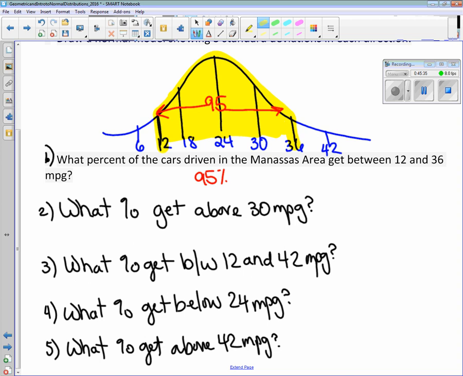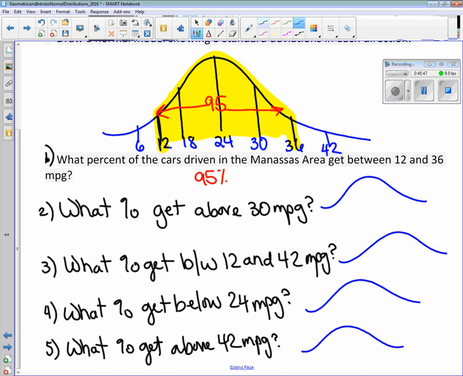Let's make sure that we're drawing the picture correctly. I'd like to do that in each of these cases. I am going to be expecting a normal curve. So I have 24, and I have 30, and I'm looking for above 30. So when I pause the recording for a minute, take a second, draw it, shade what you're looking for, and let's see if we can't use the empirical rule to come up with some answers. I know we can.